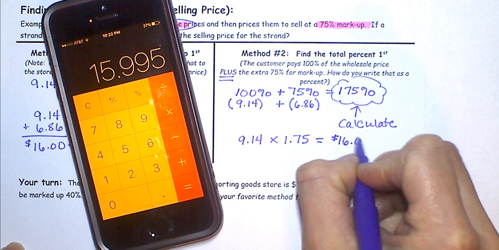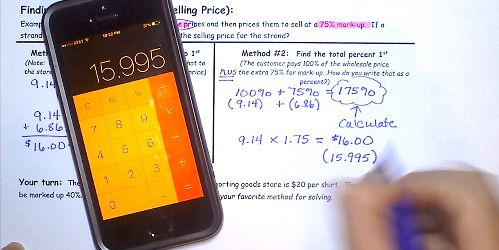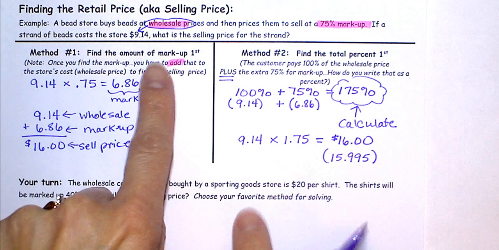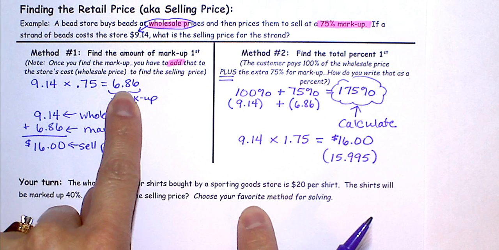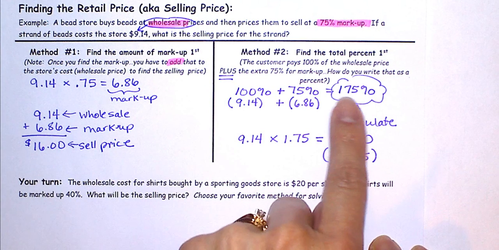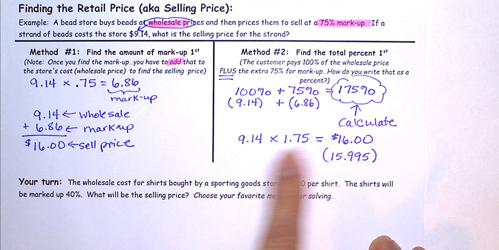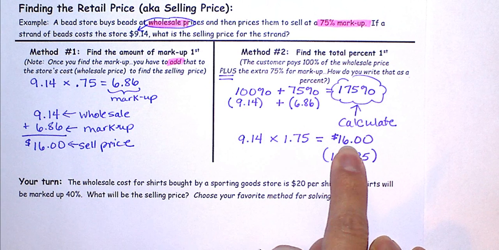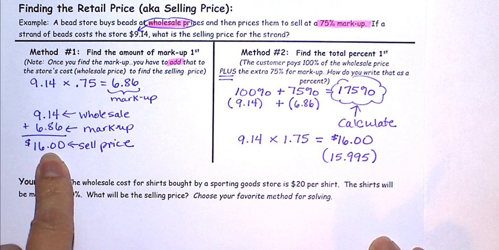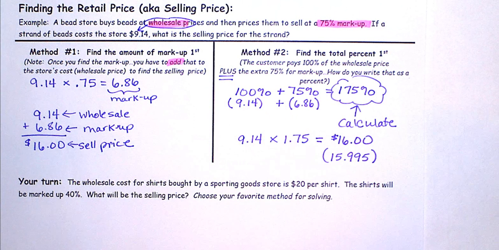So the total cost, so this was 15.995. So the total cost is 16. So you can decide, do you like method 1, where you calculated the 75% separately and then you added it back on? Or did you like calculating the 100% plus the 75% and just doing one thing in the calculator? So for method 1, you're typing in 2 things into the calculator, and for method 2, you're typing in 1. So go ahead and decide which method you like the best.